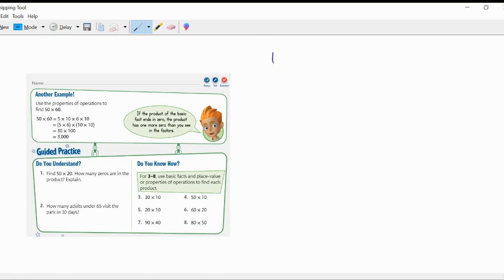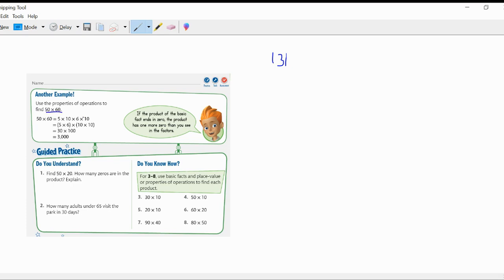All right, I'm now on page 131. So we're going to do these example problems and guided practice together, and then you will be able to do independent practice on your own. So we're going to look at another example. We have 50 times 60.